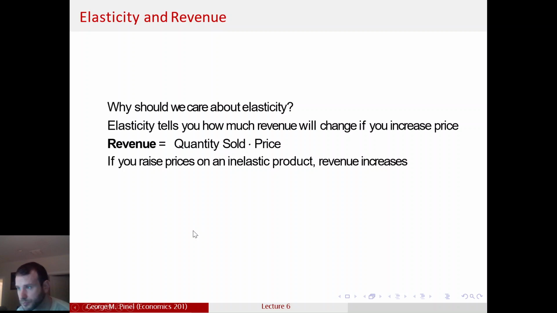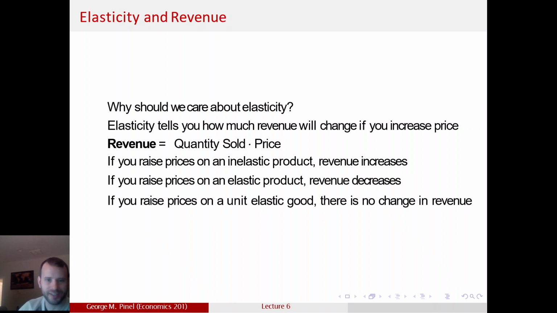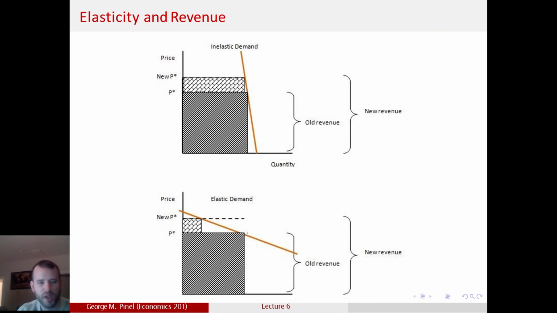Okay. So if you raise prices on an elastic product, your revenue decreases. And then lastly, if you raise prices on a unit elastic good, there is no change in revenue. The reason being, your change in price is going to be mirrored by your change in quantity. Okay, so they're going to essentially offset, because an X% decrease in quantity is going to be matched by an X% increase in price. Okay, and I just drew it a little neater here so that you can consult that when you're looking at the slides, so you don't have to go by my ugly looking graphs.